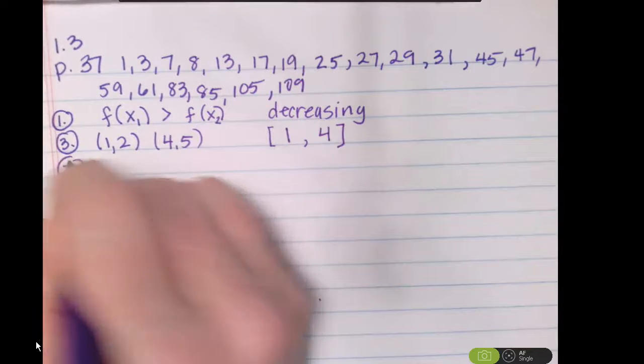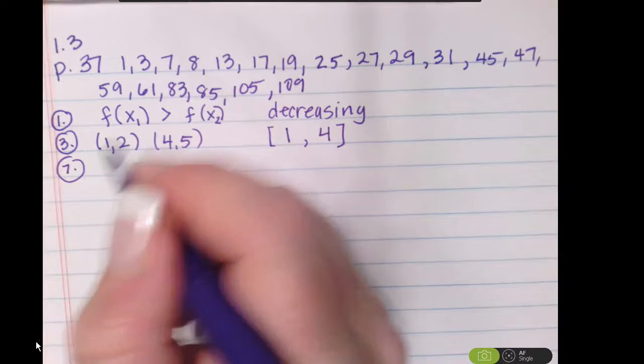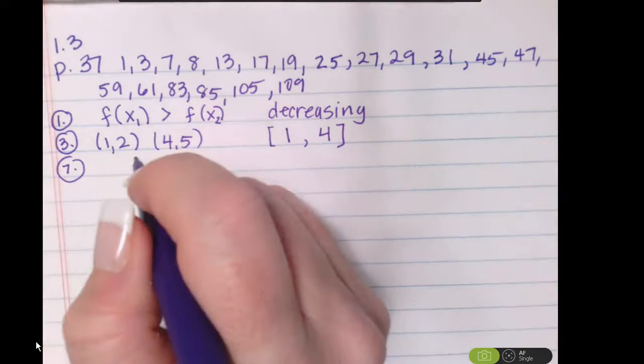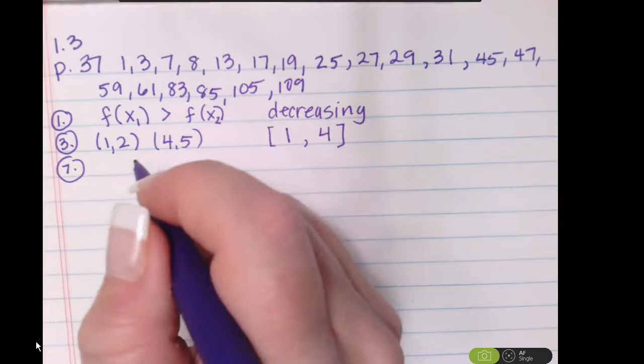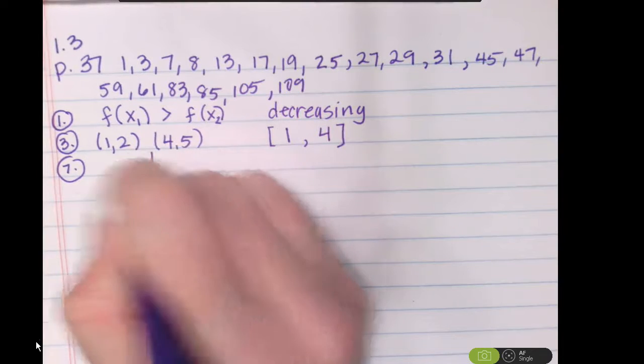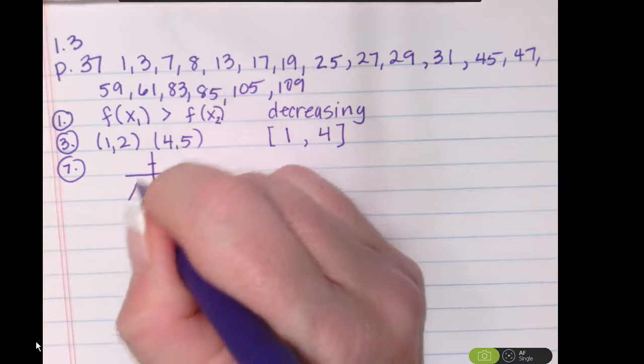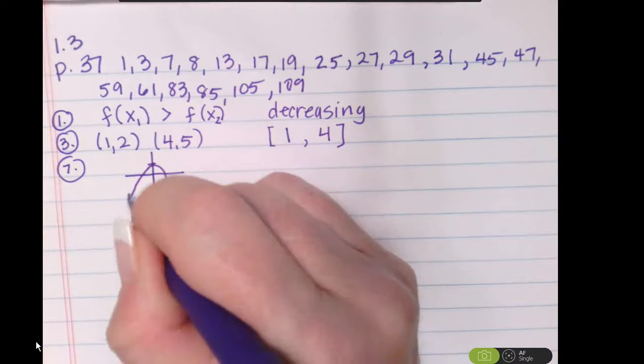Number 7, we are given a picture of a graph, and number 7 is an upside down parabola with a maximum at y equals 1, and it is centered on the y-axis.